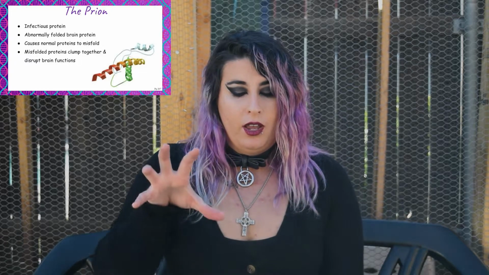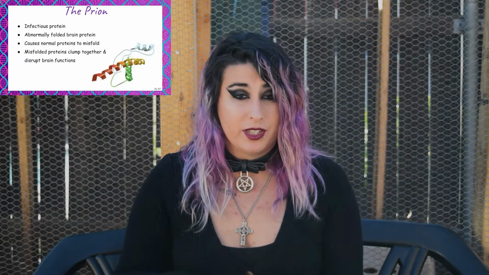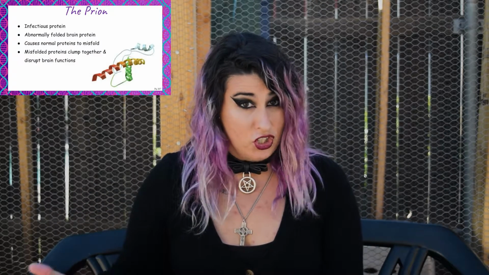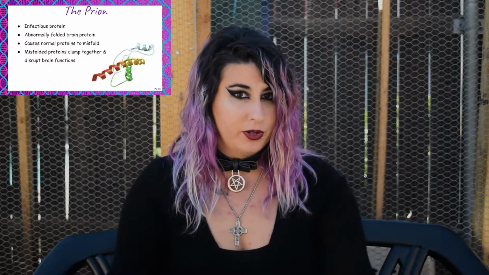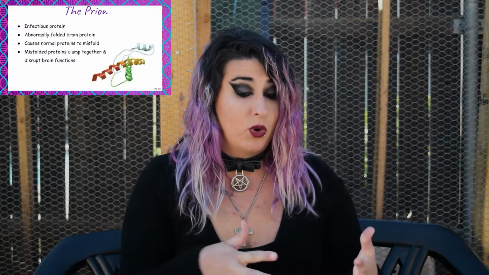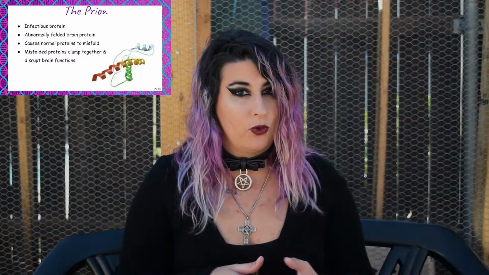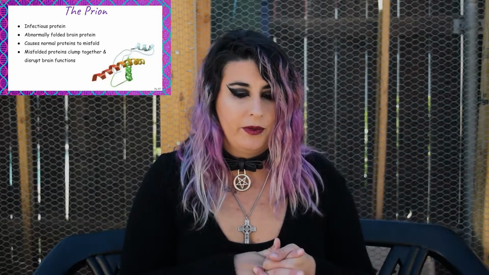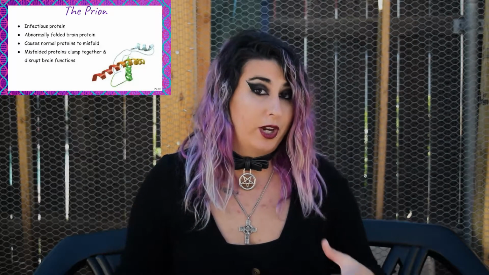Now, here we just see a computer model of a prion, but basically a prion is an infectious protein. So it's not a virus, it's not a bacteria, it's just a protein. And specifically, it's an abnormally folded brain protein. And when it enters a cell with normal proteins, it will cause those normal proteins to then misfold. I think that the particular mechanism for this is still not entirely understood. But once those proteins are misfolded, they will clump together and they can disrupt brain function.